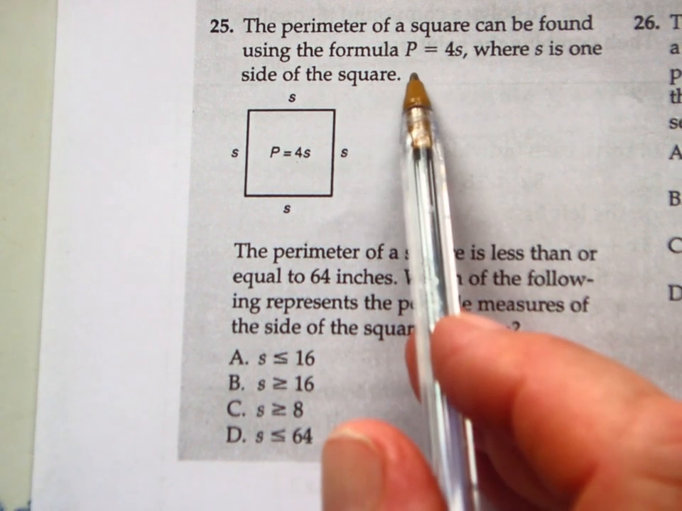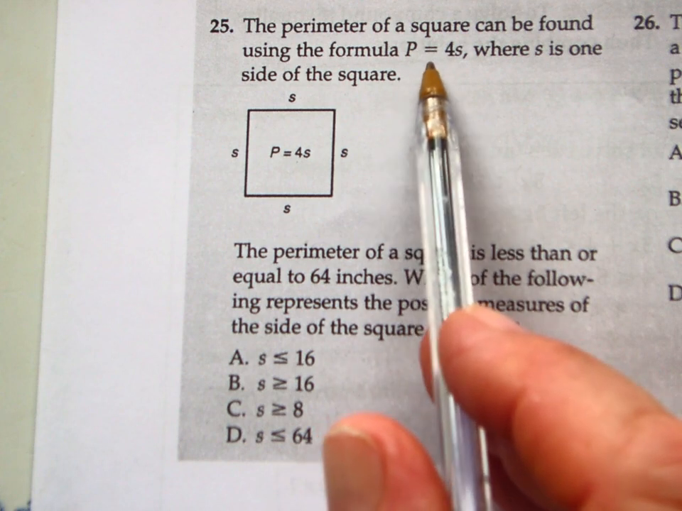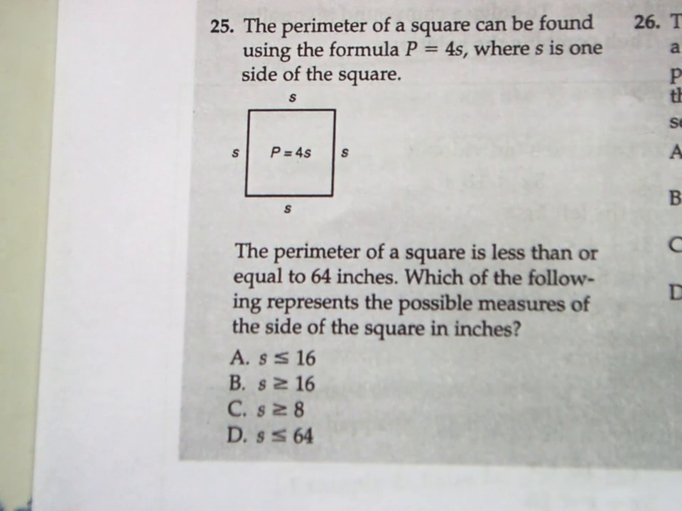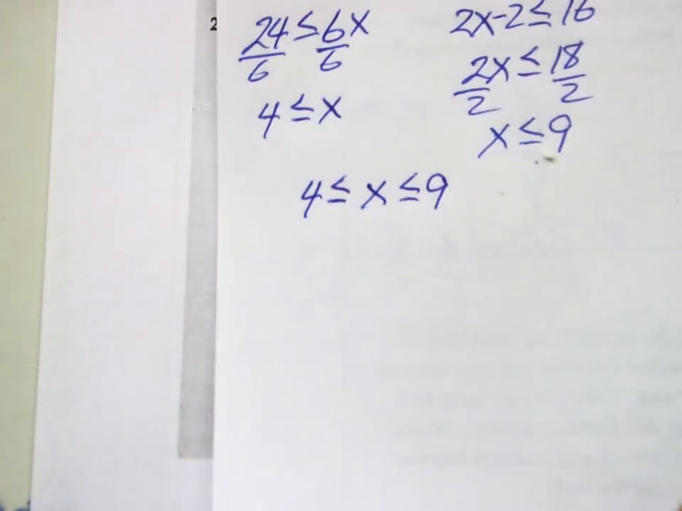P, perimeter, equals 4S. Perimeter is 4 times the side. Okay, the perimeter of a square is less than or equal to 64. Which of the following represents the possible measures of the side of a square in inches? Okay, look. We're doing number 25.